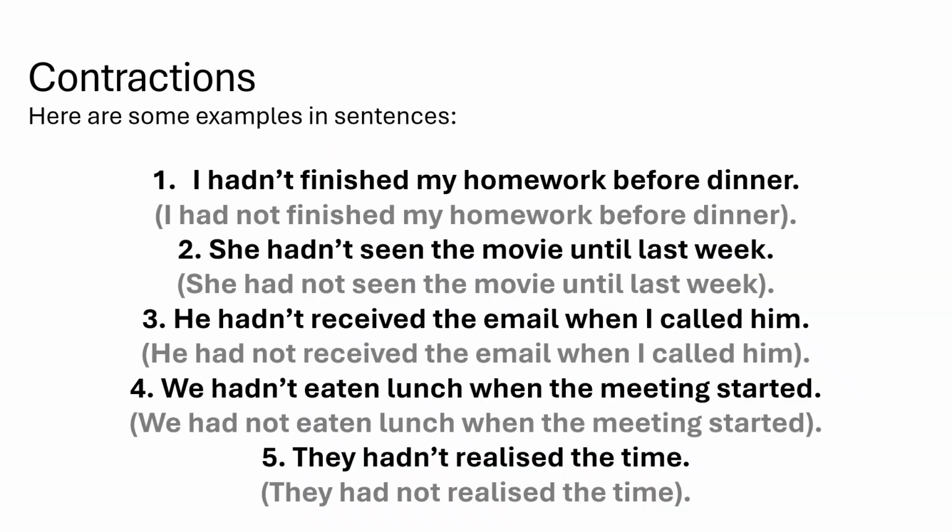Here are some examples in sentences. By reading them in sentences, we can understand the meaning through context. In these sentences, it is being used to show an action that had not happened. It also shows that, in the past, one action didn't happen before another. These sentences show the common usage of contractions. I will read the sentence. I will pause. When I pause, you say the sentence.